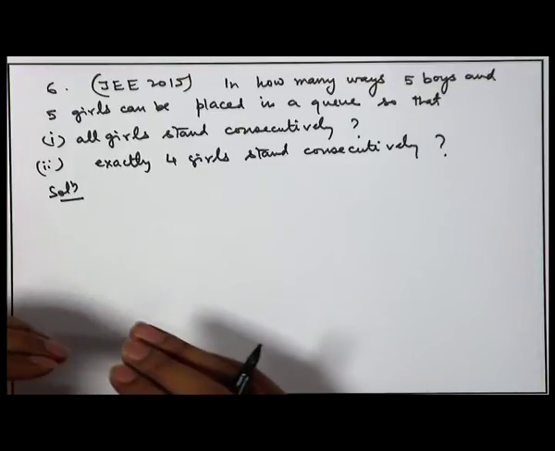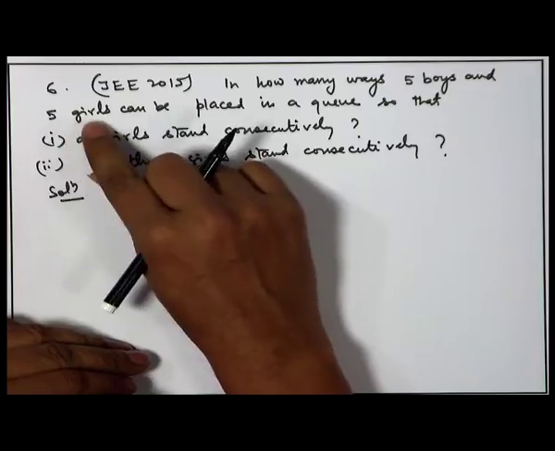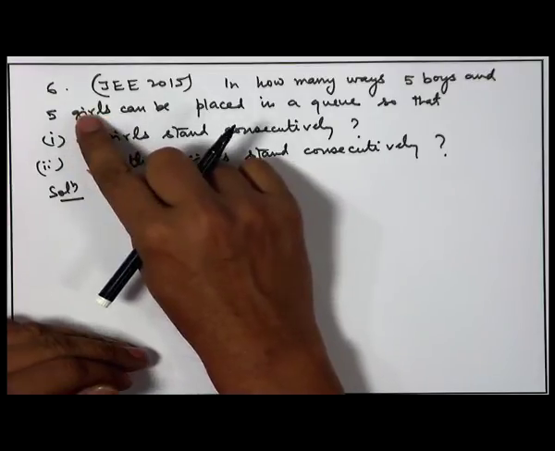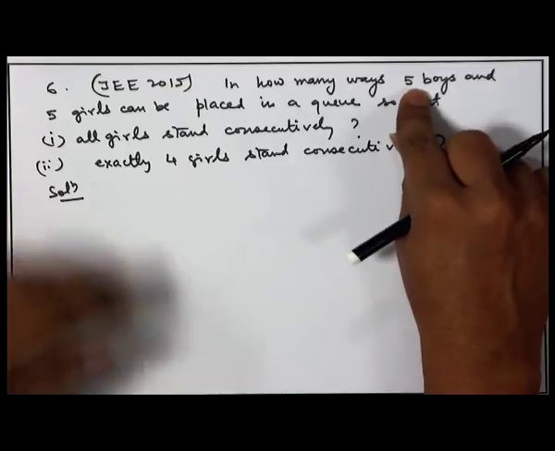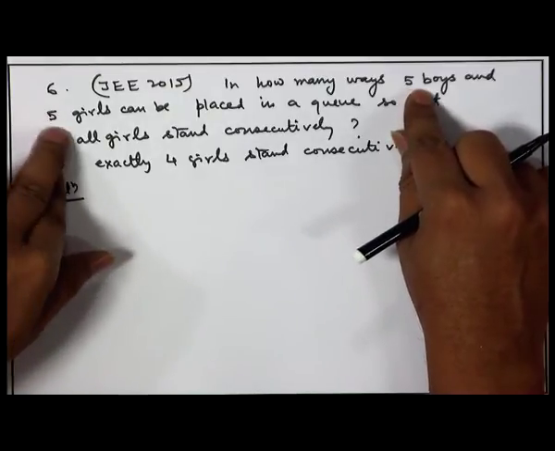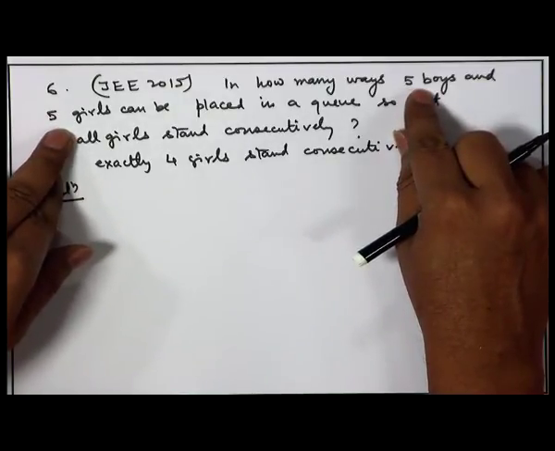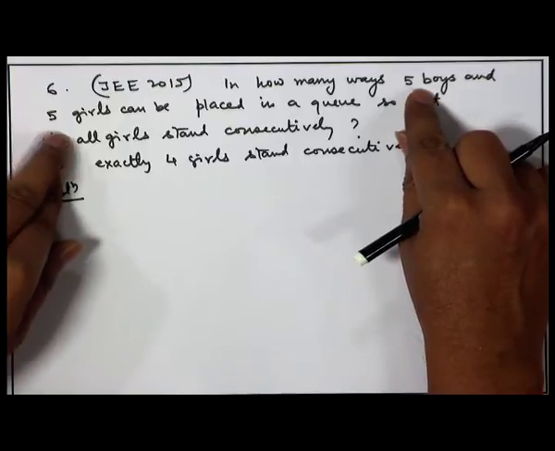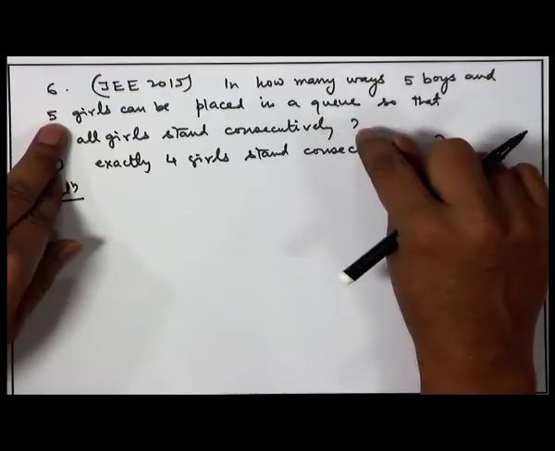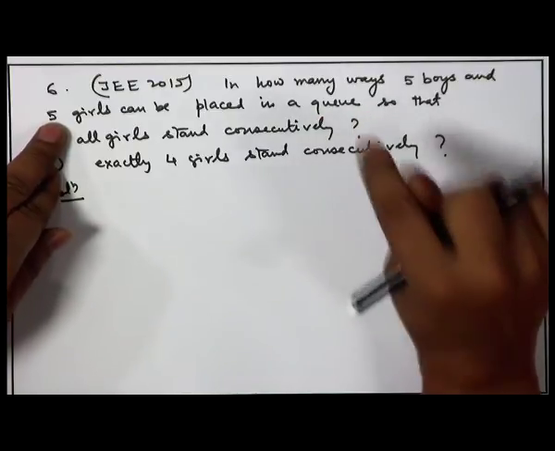So, now out of the 5 boys they can be anywhere, but if all the 5 girls are together then they can be treated as one unit. Therefore, the total number of objects is 5 plus 1, 6. So, they can be placed in 6 factorial ways. However, these 5 girls can permute among themselves, so it will become 5 factorial.